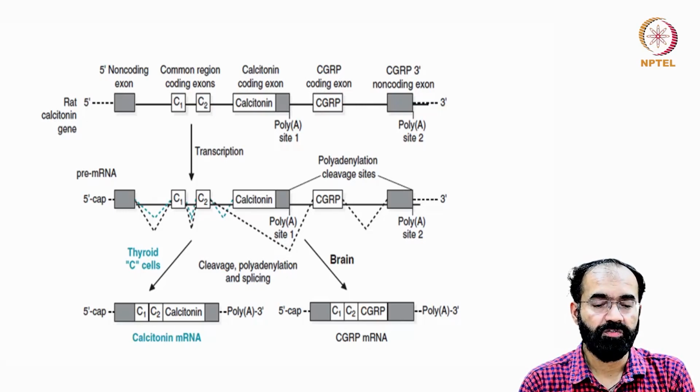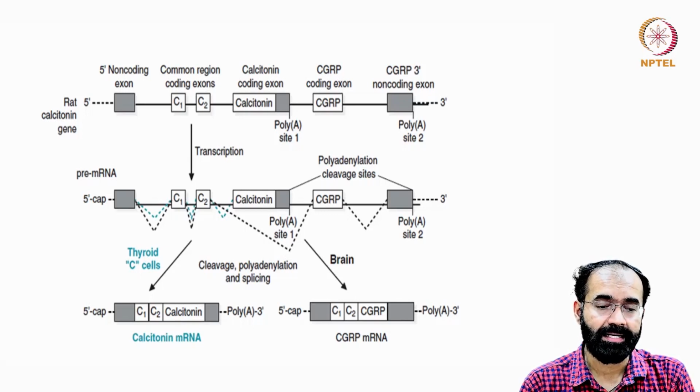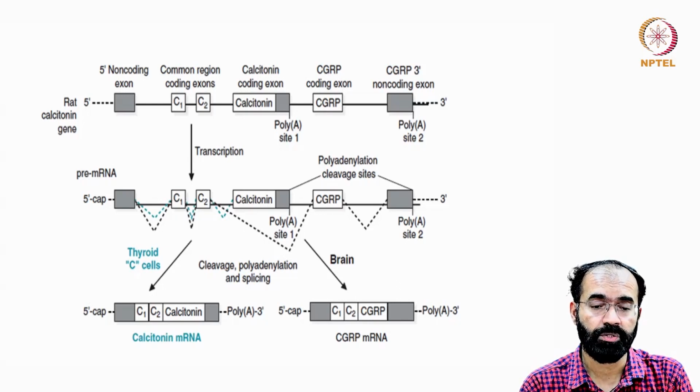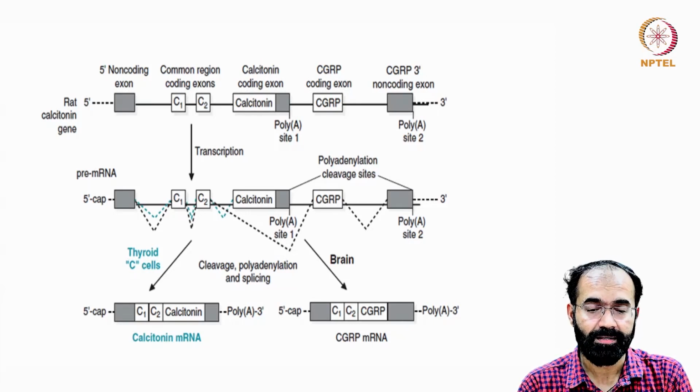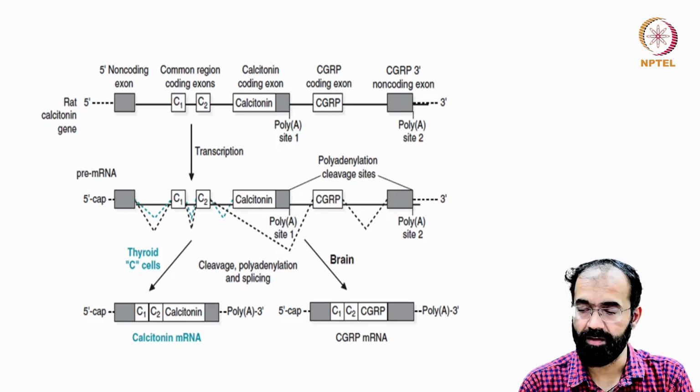So this is an example of rat calcitonin. It has a 5' non-coding exon and a common region of coding exons C1 and C2, and then another big exon followed by a poly-A site, which we call the calcitonin coding exon. Then downstream you have a unique exon, the CGRP coding exon, and then a CGRP non-coding exon with a poly-A site.